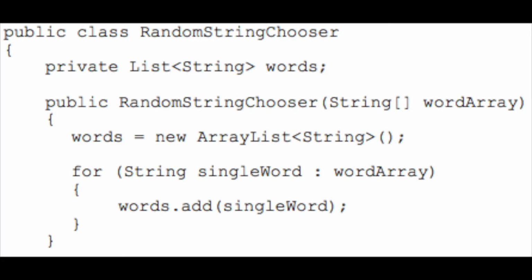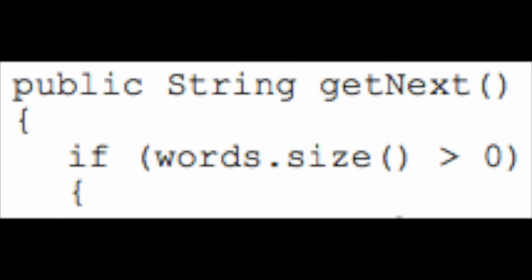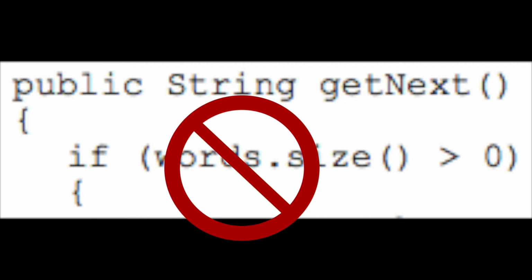After this method is completed, create another method header that returns a string and that is given the provided name, getNext. Then, create an if statement. The conditional will use the size method, which returns the number of elements in the array list, and check that words is greater than 0 in order to make sure that the array list continues to hold at least one element. If it does not, the program will skip over the if statement.